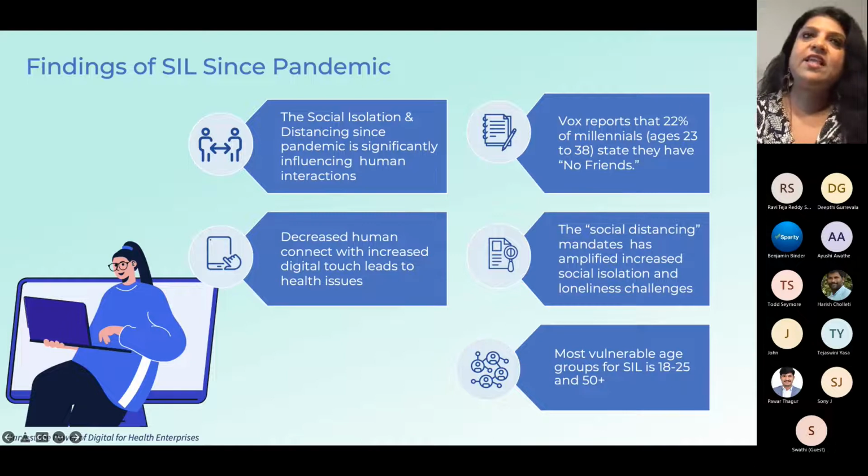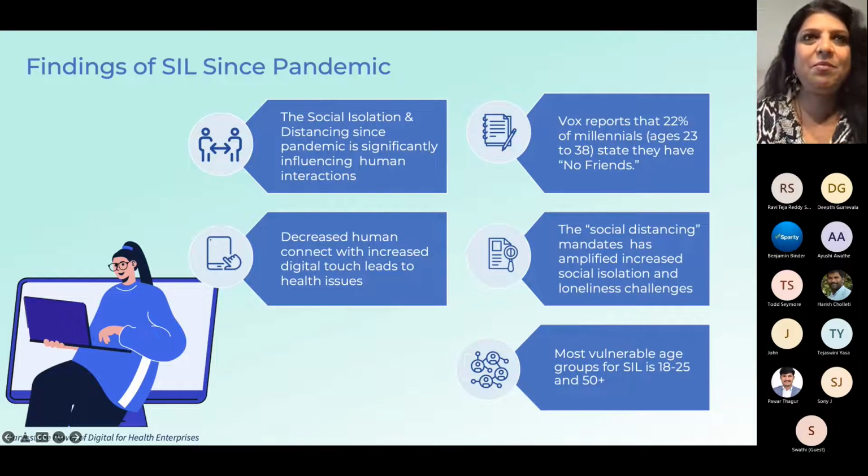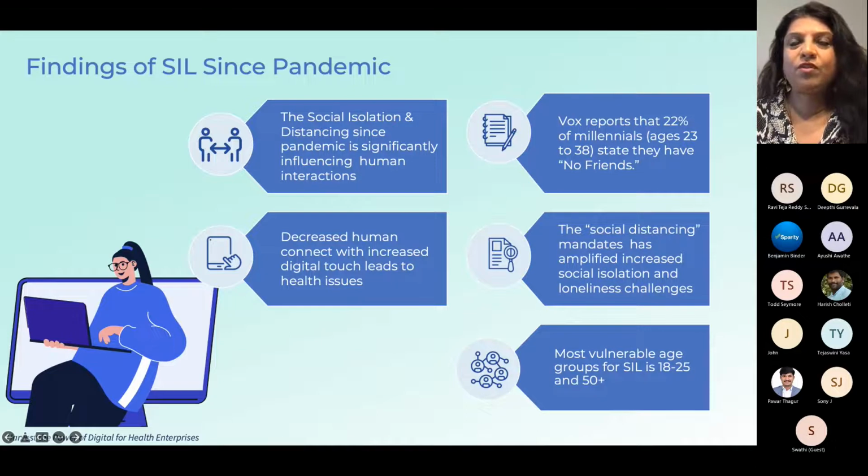That they have said that they have no friends. Very important factor not to have, to say that you don't have friends amongst the millennials, the highly socially mobile, digitally enabled population that says almost 1/4 of the population says they don't have any friends is an appalling statistic in my opinion. So that's one.